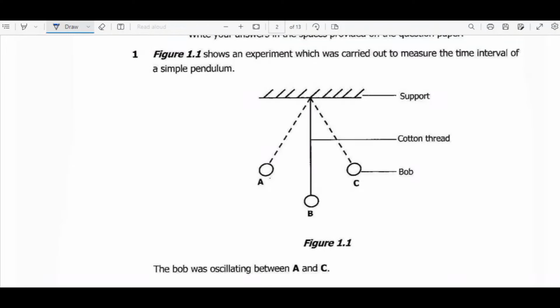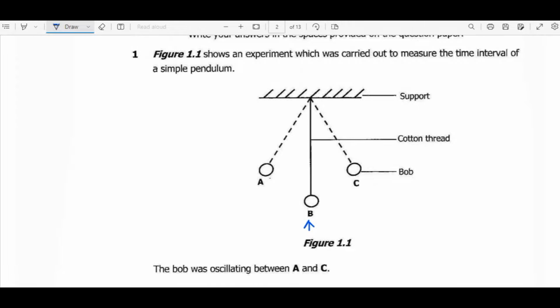In this video, we're going to go over science paper 1 for the year 2016, and this paper was written by the GCE candidates. So let's have question 1. Figure 1.1 shows an experiment which was carried out to measure the time interval of a simple pendulum. So we have the diagram of a simple pendulum and some positions. The initial position is point B.